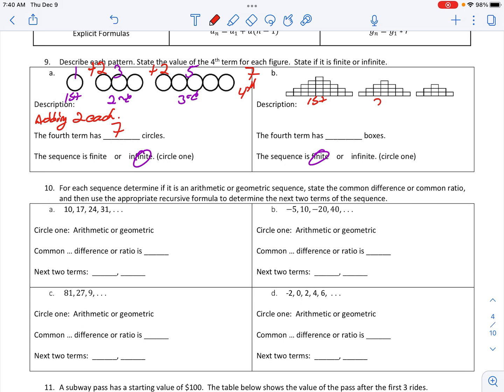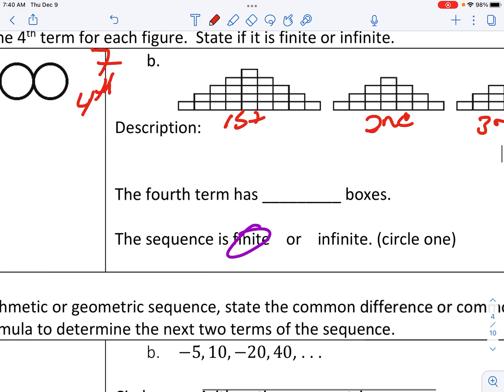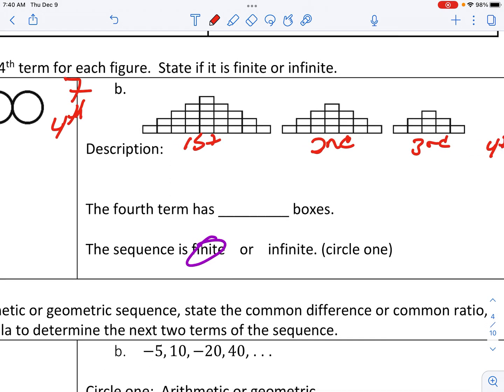Now letter B, we are decreasing something. So this is the first term, the second term, we always read left to right, the third term, and then the fourth term. I like to just count up how many we got there. Let me zoom in just a bit. 1, 2, 3, 4, 5, 6, 7, 8, 9, 10, 11, 12, 13, 14, 15, 16, 17, 18, 19, 20, 21, 22, 23, 24, 25. Hopefully I counted right. Then 16. Then 9.